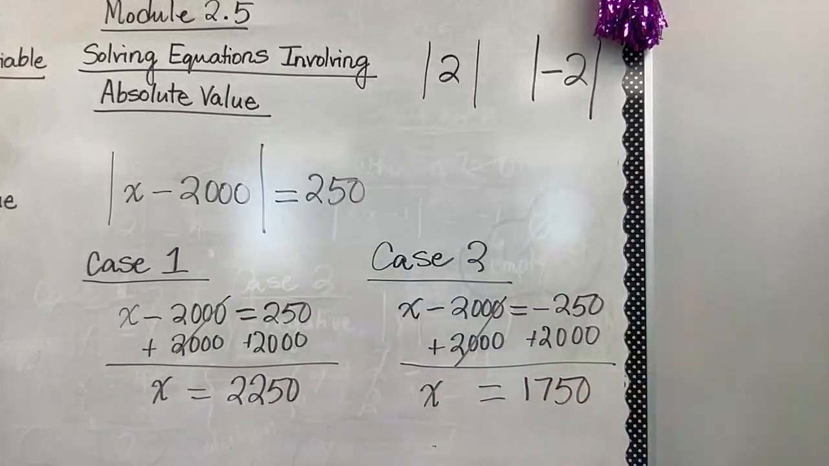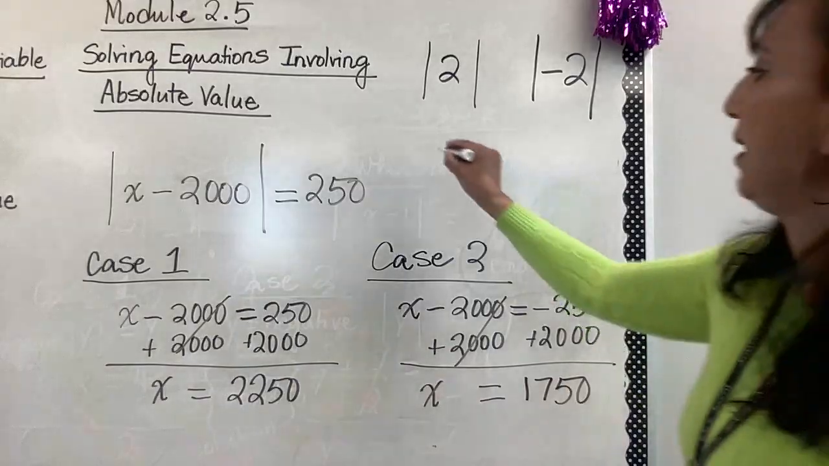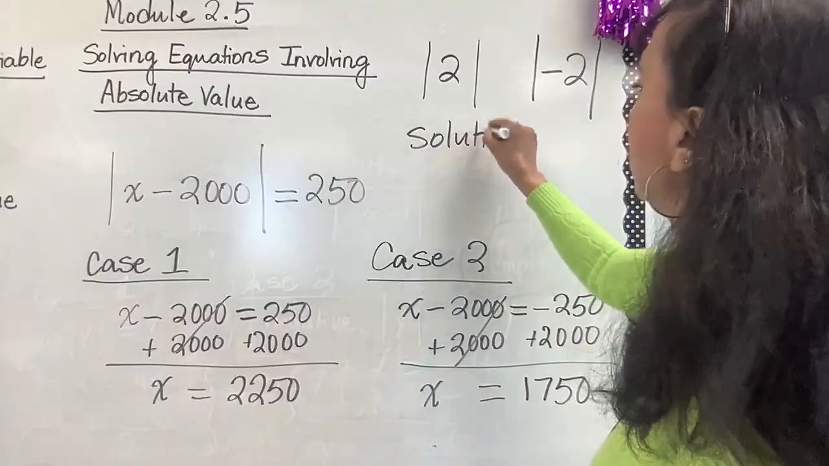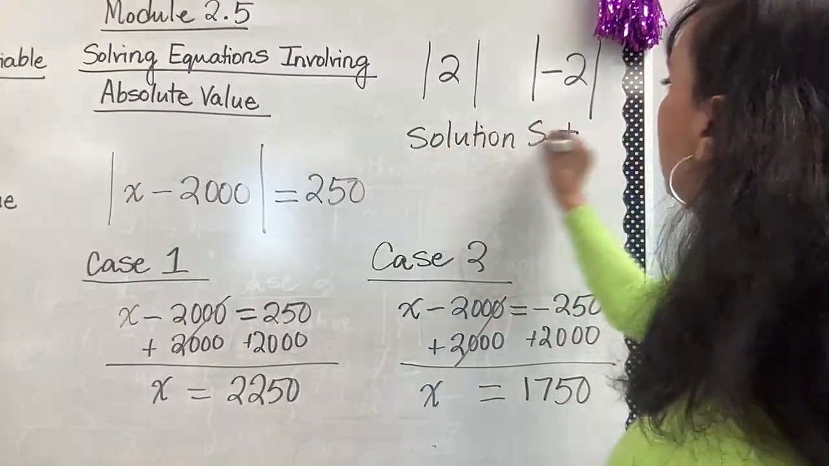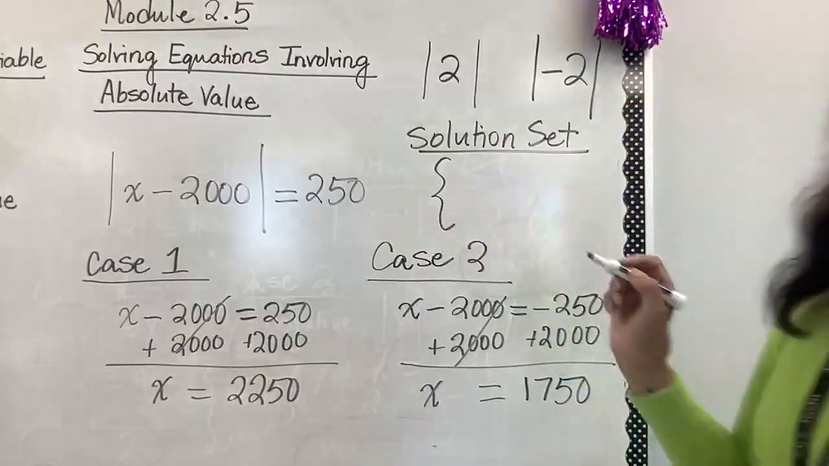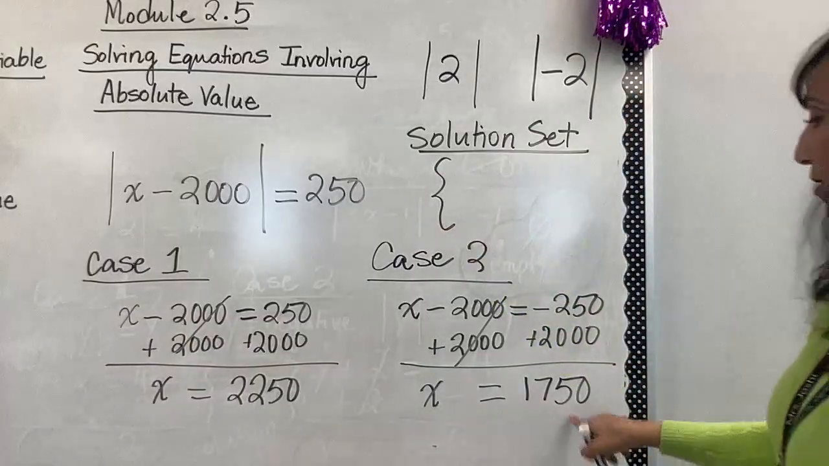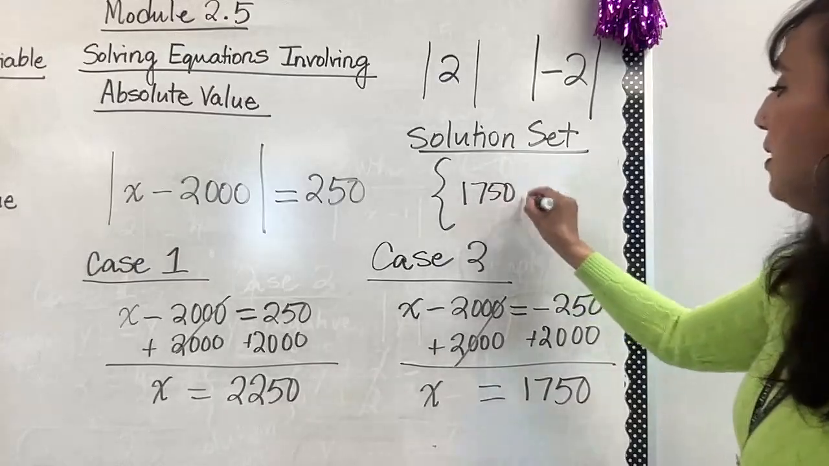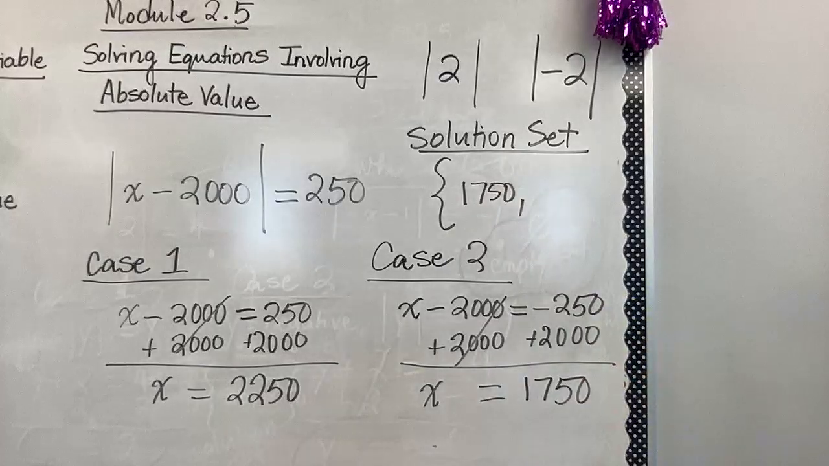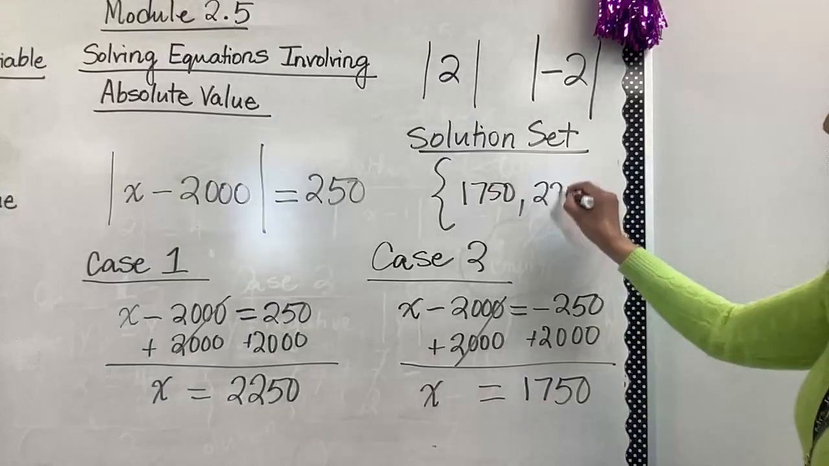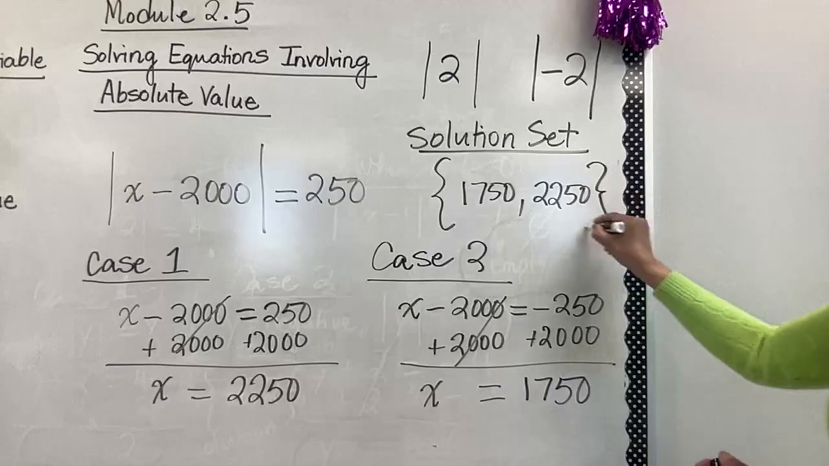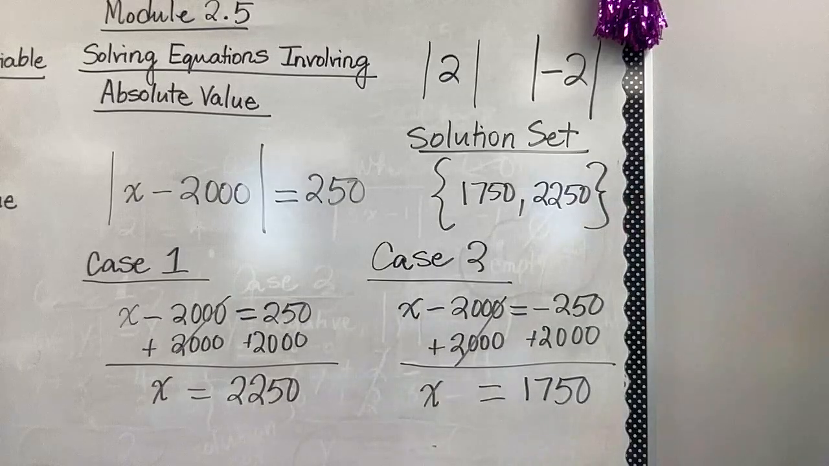That's like saying 2000 minus 250, and I get 1750. So what is my solution set for this? My solution set is going to be 1750 and 2250. So this is my solution set for this problem. And the maximum and the minimum number of songs are 2250 and 1750 respectively.